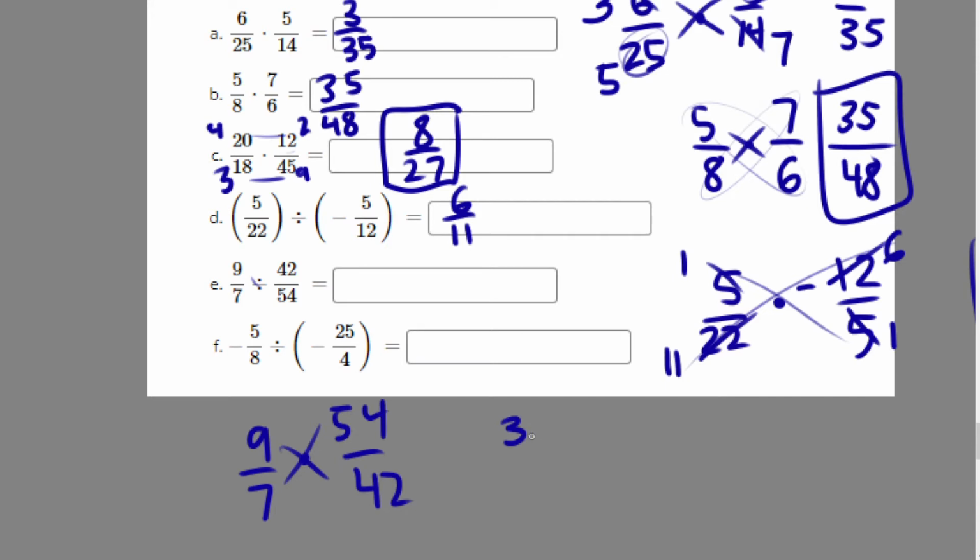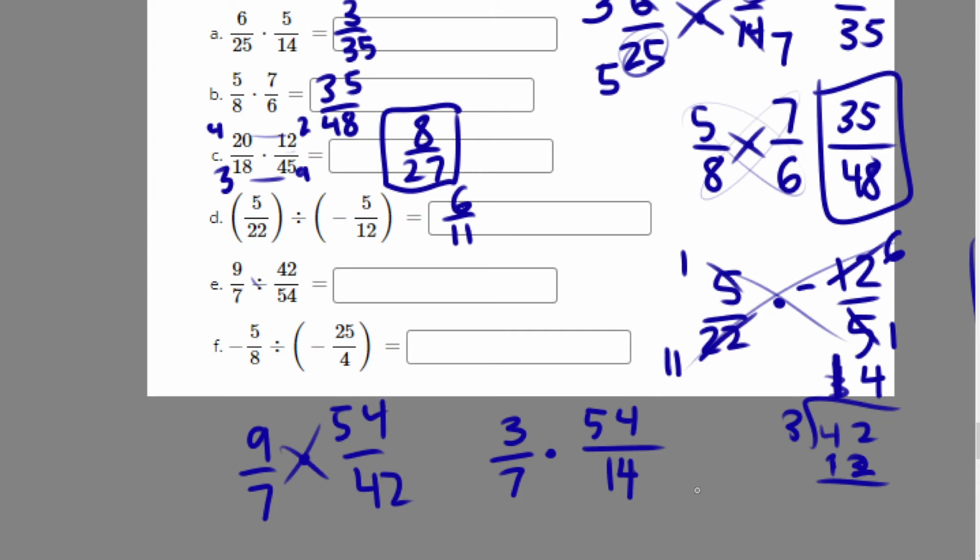So we can change this to 3 over 7 times 54 still over, and then 42 divided by 3. Oh, wait, whoops. That's 42. My bad. I'm getting lost. Sorry, I've been making math videos all day. So then that would be 12. So 14. 14 times 3 would equal 42.